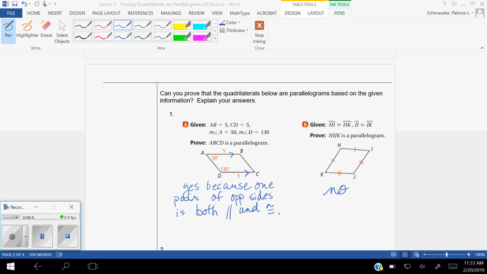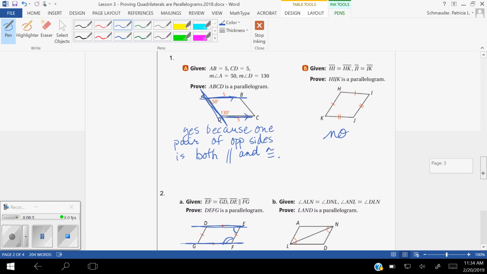On 1A, based on the given information, I can say that ABCD is a parallelogram because I know that one pair of opposite sides is both congruent and parallel. How do I know they're parallel? Because if I use AD as a transversal here, I can see that consecutive interior angles are supplementary. Therefore, I know that AB is parallel to CD. Okay, B, they gave me those given sides. Those are not opposite sides that are congruent. So I cannot say that HIJK is a parallelogram.